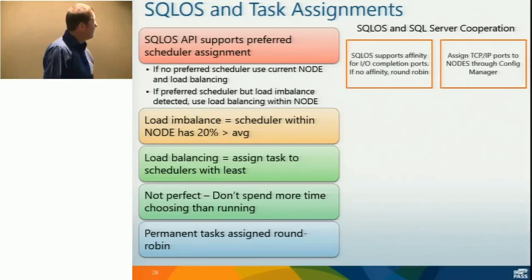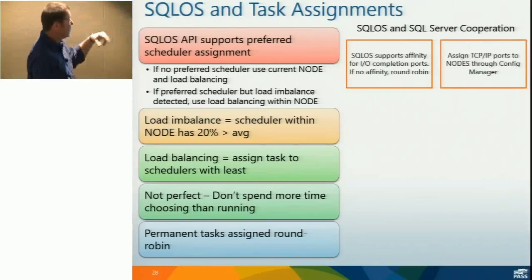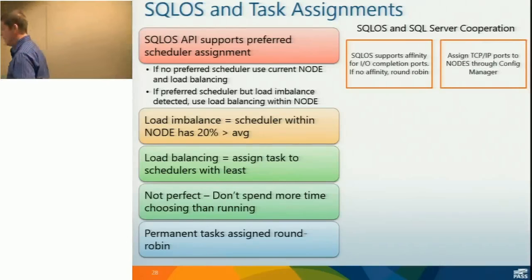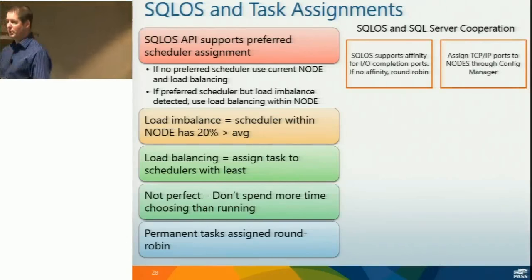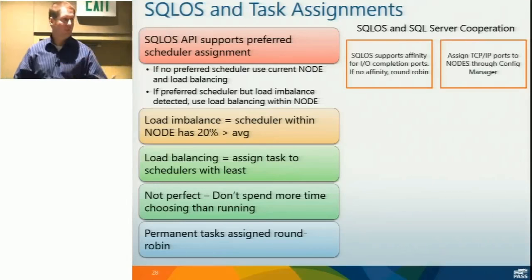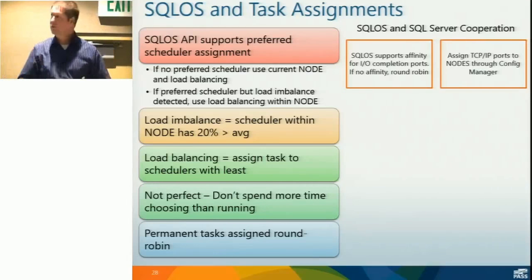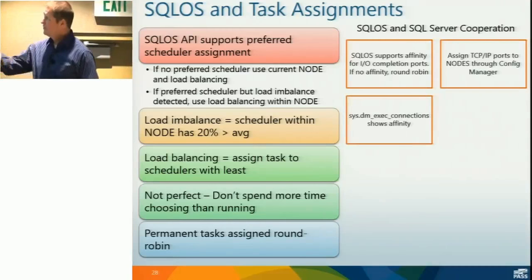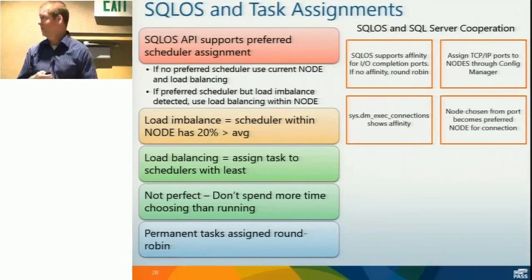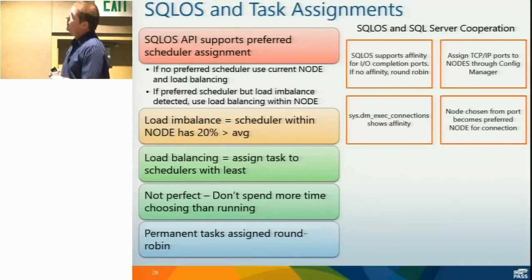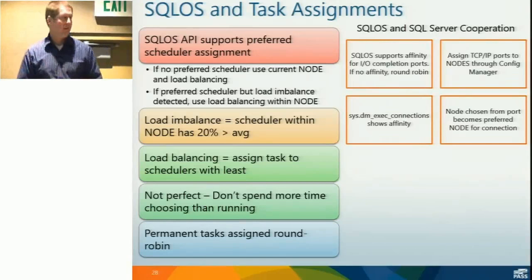Now, you can assign ports to nodes through Config Manager. You can actually affinitize multiple TCP ports. You can pick port 1 over here, port 2 over here, and affinitize these on different nodes if you'd like. And DMExecConnections shows that affinity. There's actually a column here to see the actual affinity of your connections. So the node you choose from that port, the node that we choose for you from that port, that becomes your preferred node for that SQL connection.